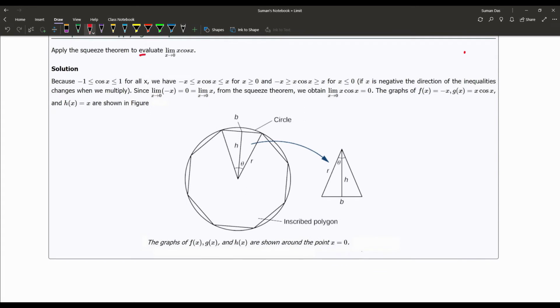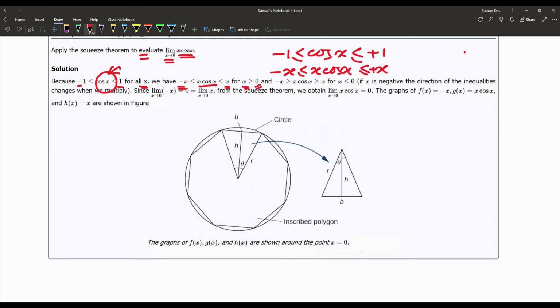Apply the squeeze theorem to evaluate the limit as x approaches 0 of x cos x. Already we know that minus 1 is less than or equal to cos x, which is less than or equal to plus 1. So if we multiply x with all these terms, we get minus x less than or equal to x cos x less than or equal to x, because minus 1 and plus 1 are on the sides and cos x remains in between. So we have minus x less than or equal to x cos x less than or equal to x for all x greater than or equal to 0.